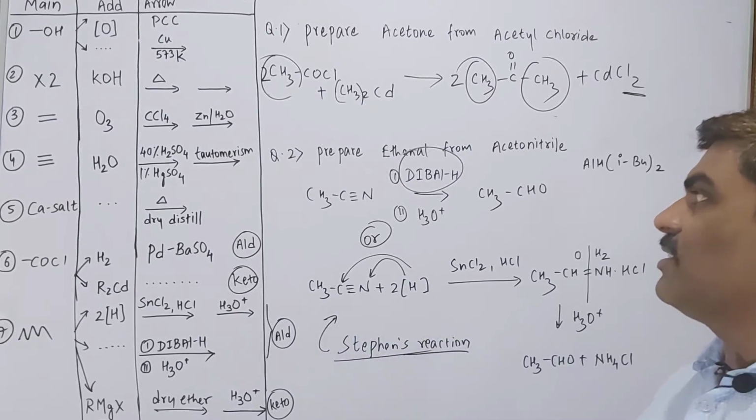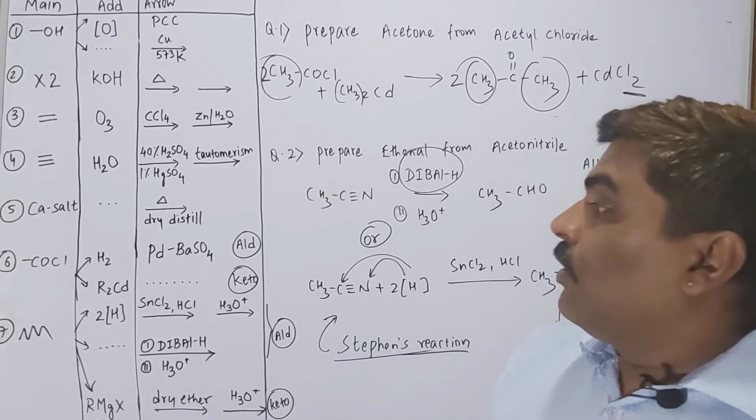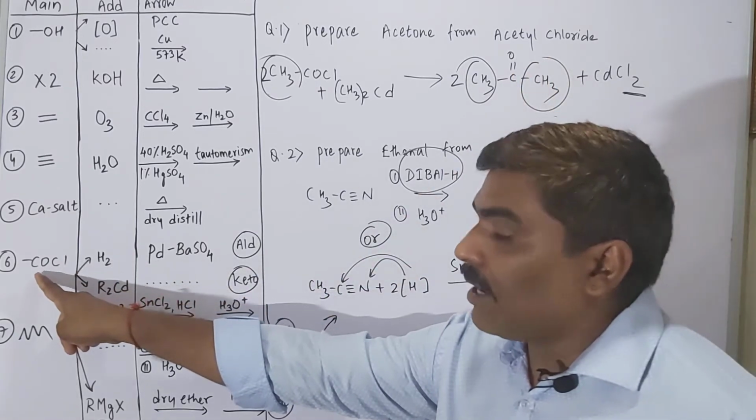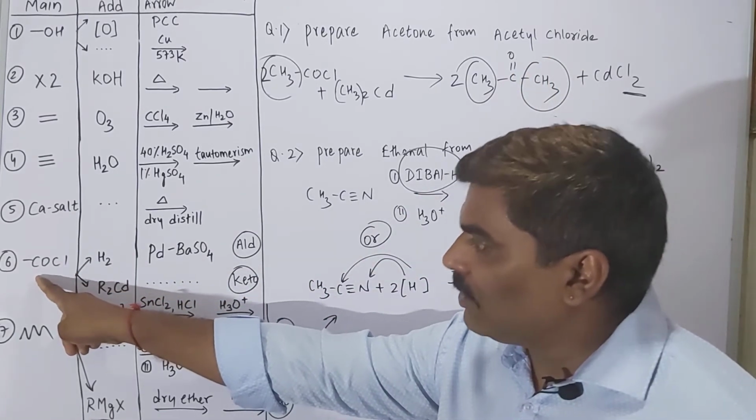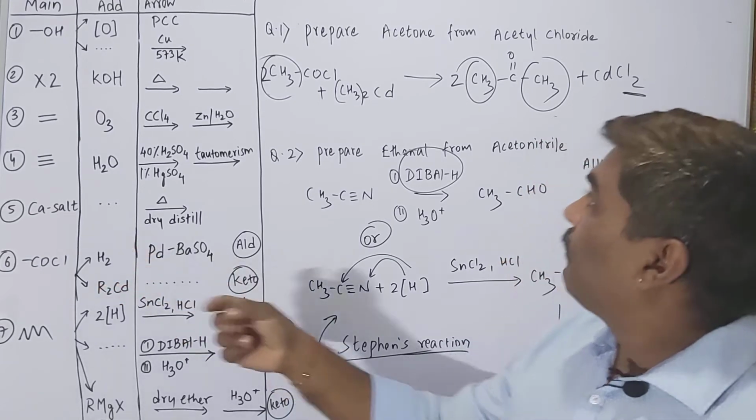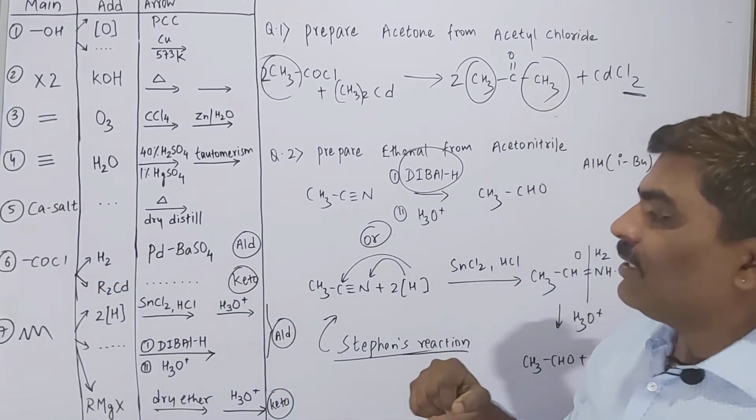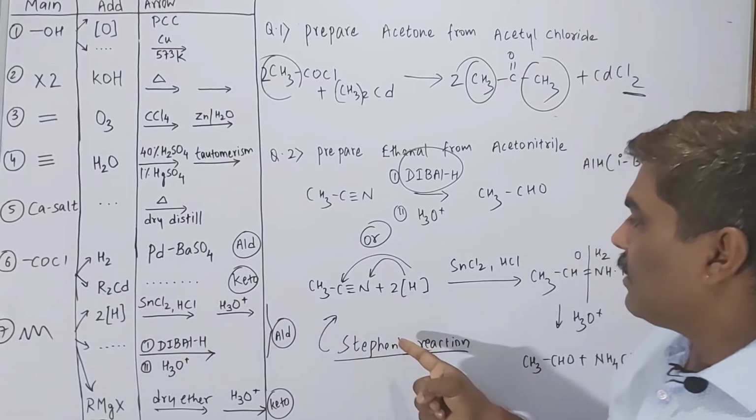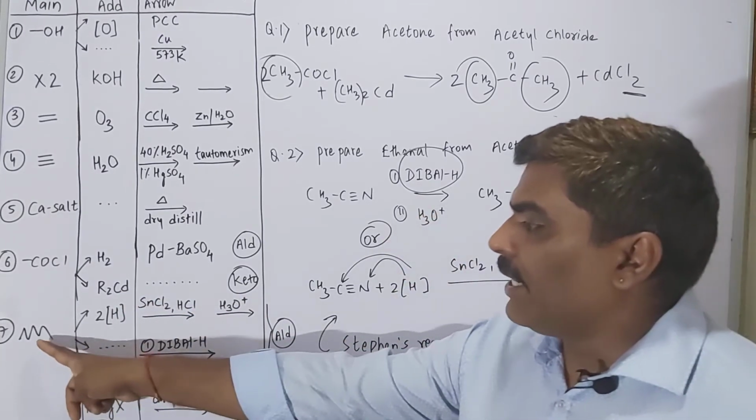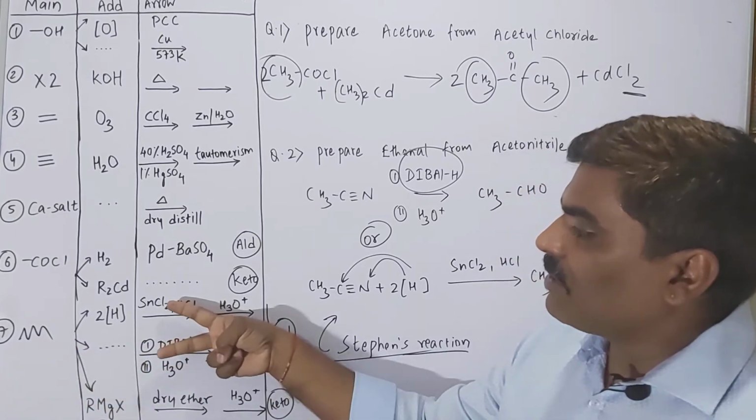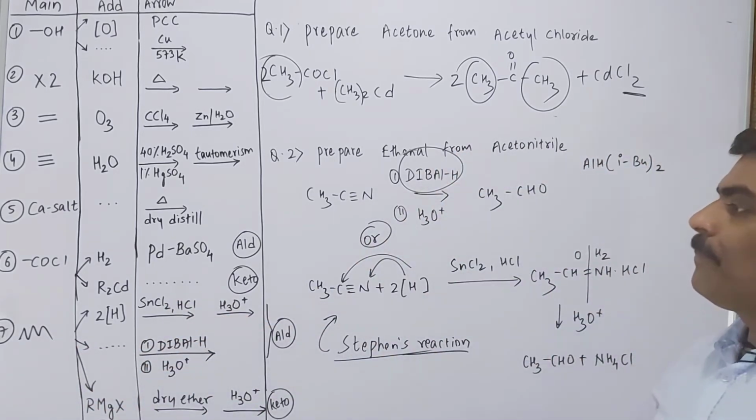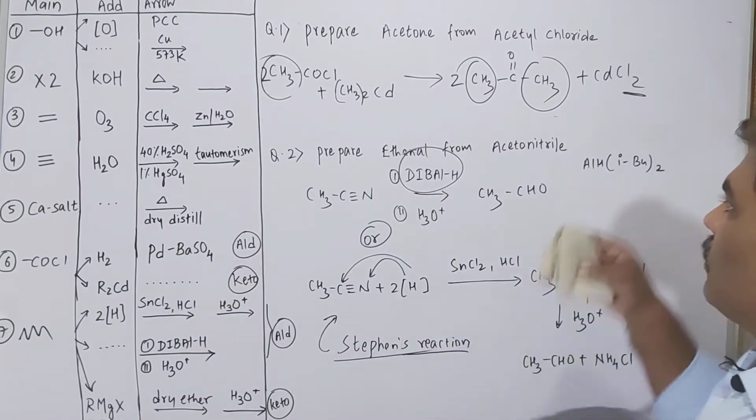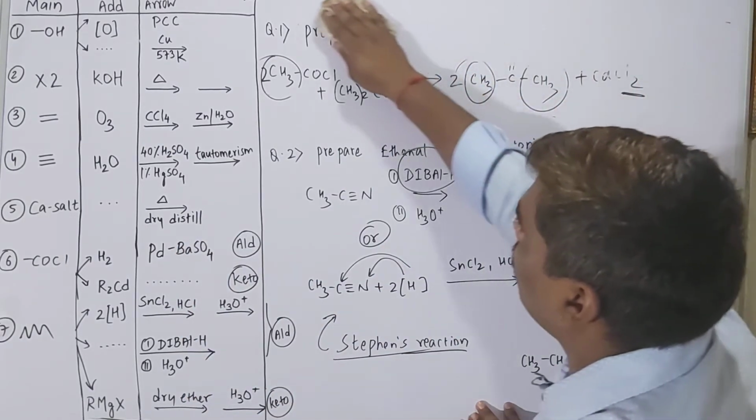This reaction is Stephen's reaction. So here we completed two reactions, like from acyl chloride, COCl. Two possibilities were there, but we had to prepare ketone, that's why we used R2Cd. And here in this cyanide, we have two possibilities that we did here. Okay, we'll go for more questions, then we'll understand more.